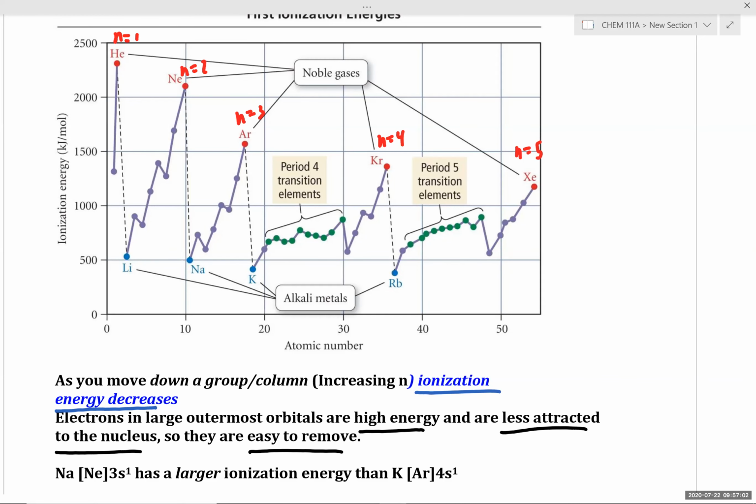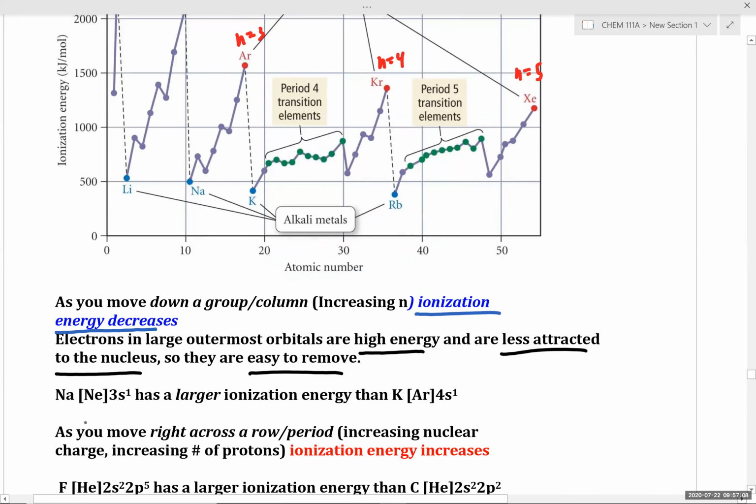Okay, so looking at this from a more tangible standpoint, if we compare sodium and potassium, sodium has a larger ionization energy because it is higher up on the periodic table. Likewise, potassium has a lower ionization energy because it has a larger orbital size, and as a result, the electron in potassium is higher in energy and easier to remove.